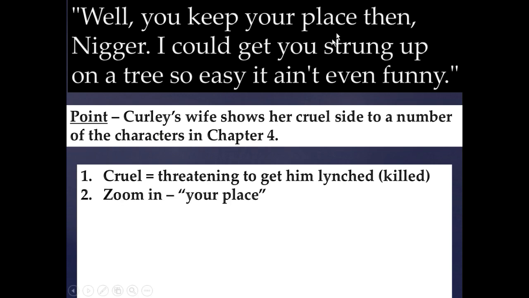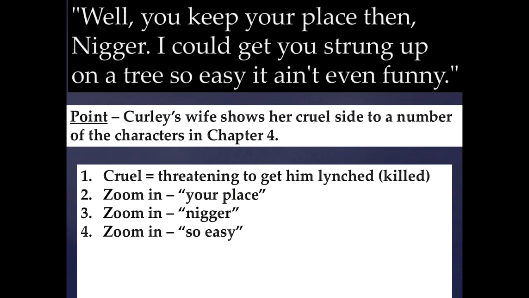So we zoom in. One phrase we could zoom in on is "your place". Why is John Steinbeck saying that? We could say it's because she's telling Crooks to keep his place on the ranch at the bottom, and also a black person's place in society at the bottom. We could also zoom in on the N-word. Although this was commonplace in 1930s America, we could definitely comment on the fact that it's still meant as an insult.